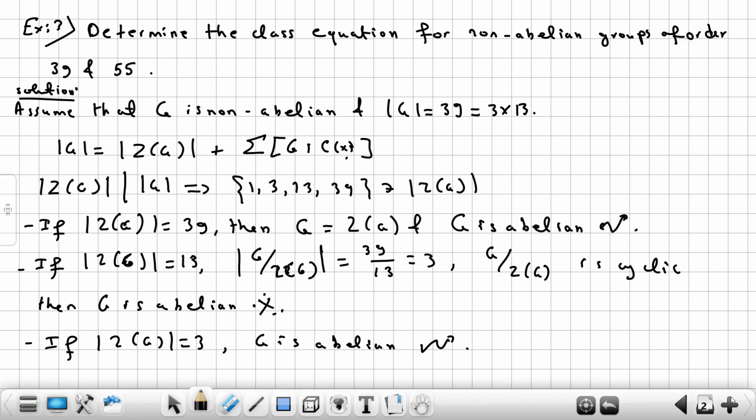So this leaves us with 1. The order of Z(G) finally is equal to 1. 39 gives a contradiction, 13 gives a contradiction, 3 leads to a contradiction also, and so the order of the center subgroup Z(G) is equal to 1. Now we need to find this summation.